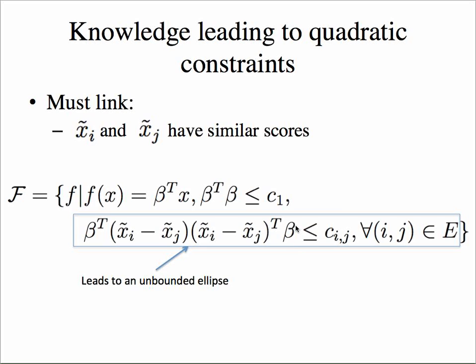I have just rewritten the 2 norm square constraint of the score difference as a product here in a quadratic form, so that you can see that we have a rank 1 matrix getting pre-multiplied and post-multiplied with beta and getting upper bounded by a pre-specified constant Cij. This is a rank 1 matrix. It is symmetric and it leads to an unbounded ellipsoid. Its intersection with the bounded ellipsoid will give us a bounded function class, which may be smaller than the original function class. And this inequality can also be true for multiple such pairs, giving us an intersection of multiple ellipsoids.